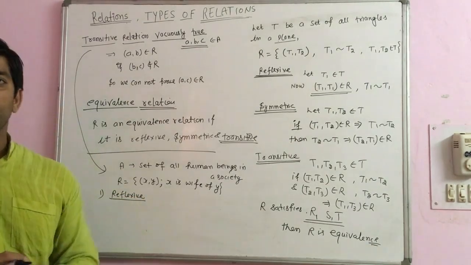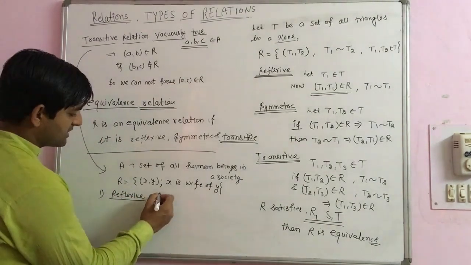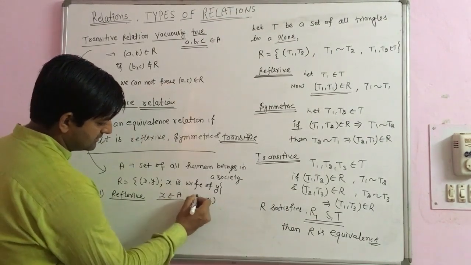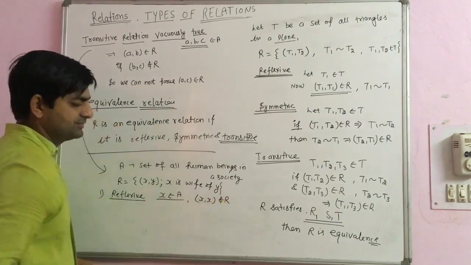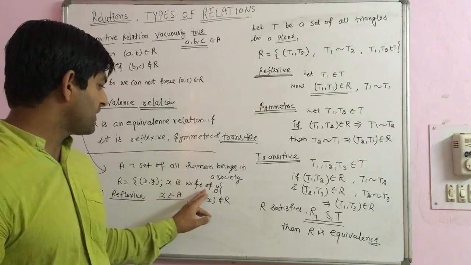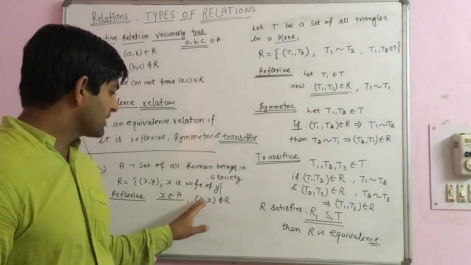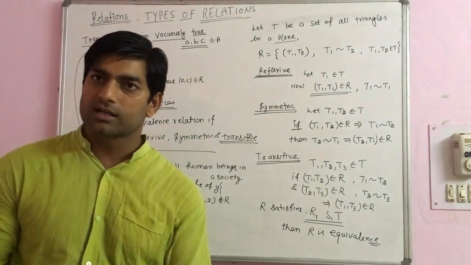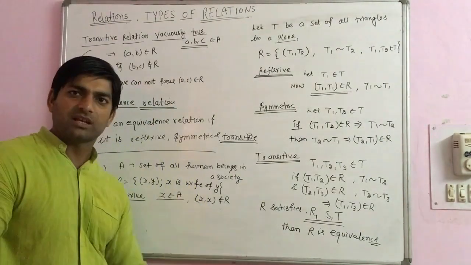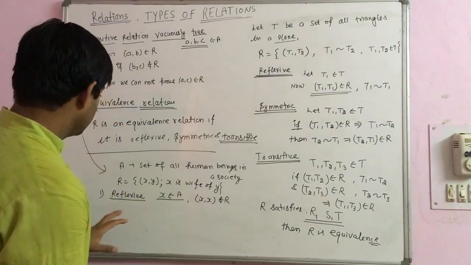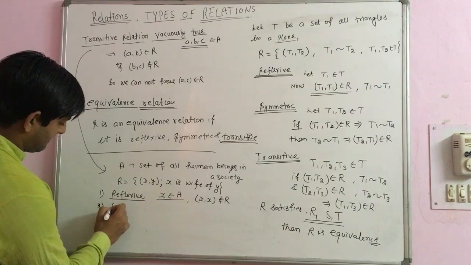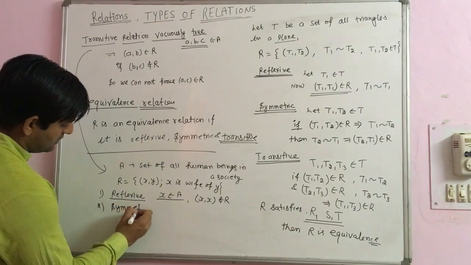Now for reflexive I am taking x, a person from the set A. Then (x, x) is not in R, because x is a wife of y here, so x cannot be wife of herself, or himself, whatever you want to use here. So it is not reflexive here. Second, symmetric.